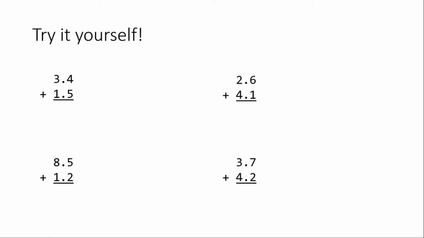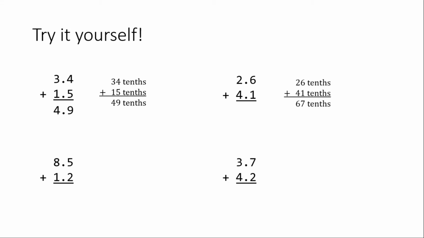Answer checking time. Let's start in the top left-hand corner. 3.4 plus 1.5. Well, 3.4 is the same as 34 tenths. 1.5 is the same as 15 tenths. Add them together and you get 49 tenths, which is the same as 4.9. In the top right, we have 2.6 plus 4.1. Well, 2.6 is the same as 26 tenths. 4.1 is the same as 41 tenths. Add them together, 67. And 67 tenths is the same as 6.7.